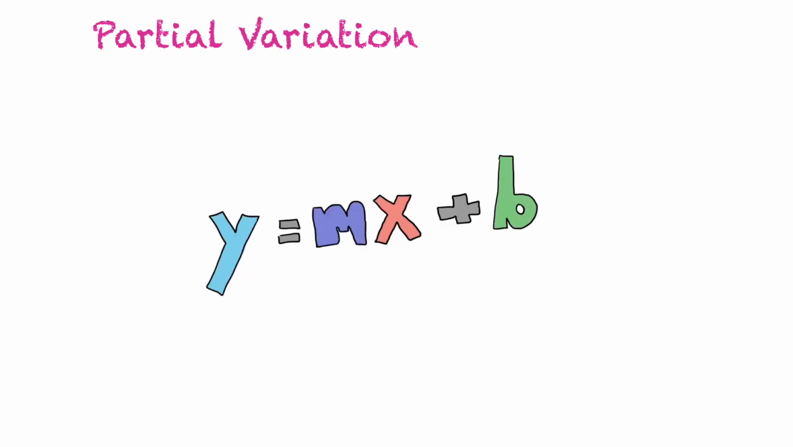So in partial variation, if y varies partially with x, the equation is of the form y equals mx, just like before, but now plus b. So b is the y-intercept. It's also sometimes called the initial value. And then m is still the slope, which is also the rate of change.